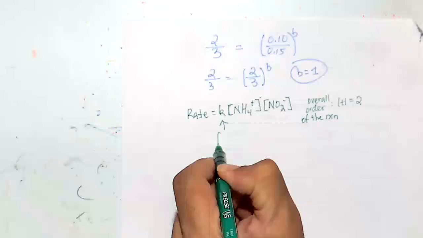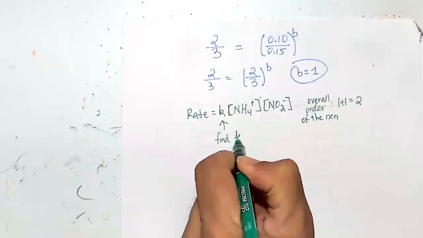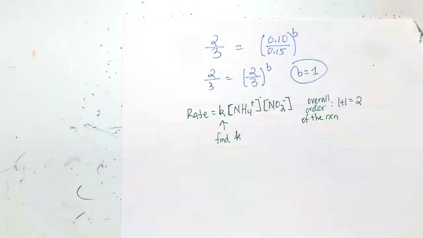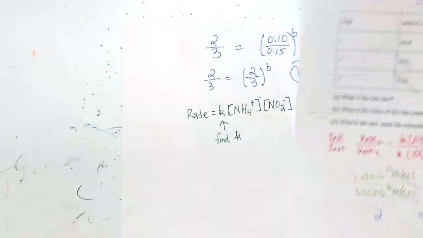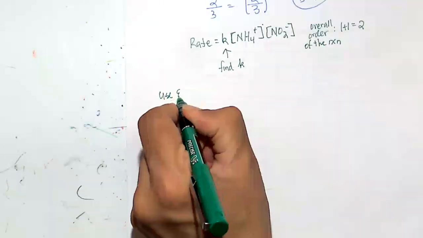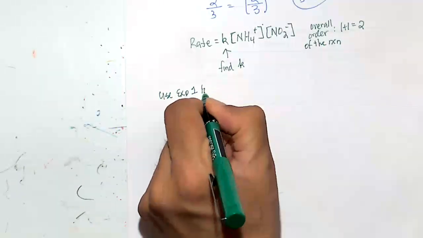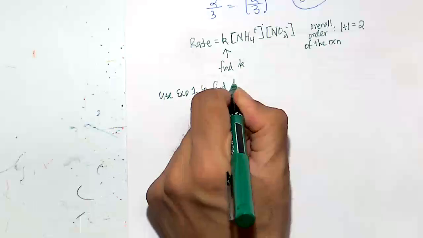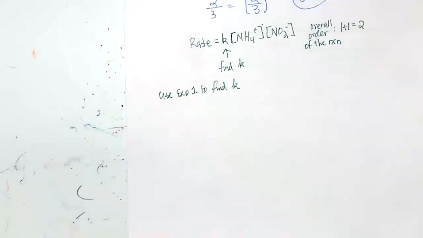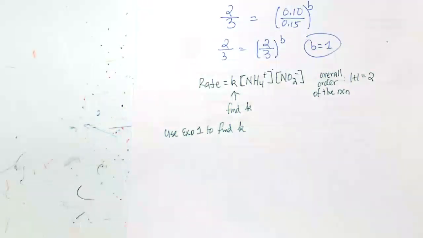Right, so we're not done yet. We're going to find K. Okay, so which experiment do you want to use to find K? 1, 2, or 3? I'll just pick 1, okay, but you can pick 2 or 3. So we will use experiment 1 to find K. Okay. But you can use 2 or 3. It doesn't matter.